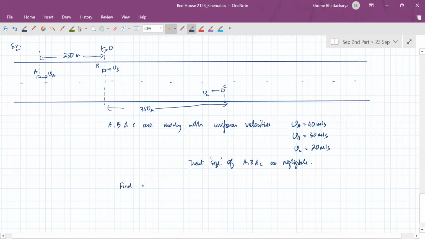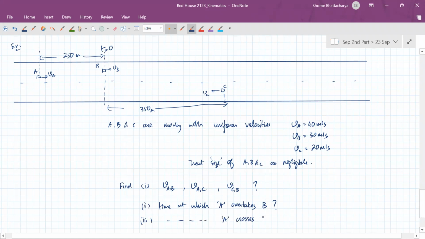So we have to find, first of all, the velocity of A with respect to B, the velocity of A with respect to C, and the velocity of C with respect to B. So these relative velocities we have to find. Then secondly, the time at which A overtakes B, the time at which A crosses C. Okay. And also we have to find where is C with respect to them at this time.